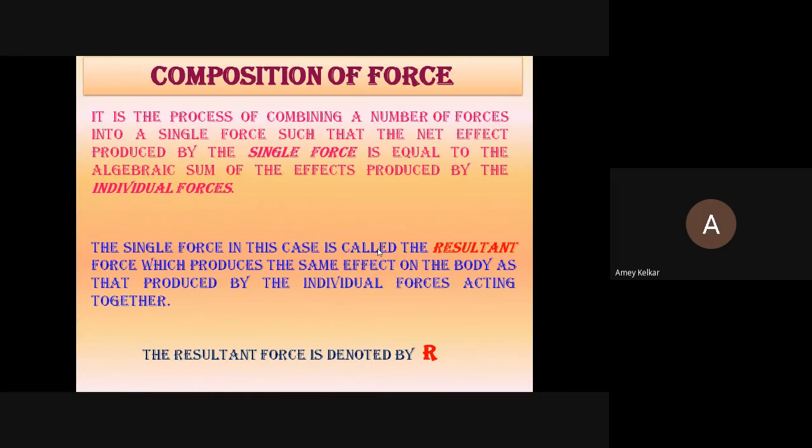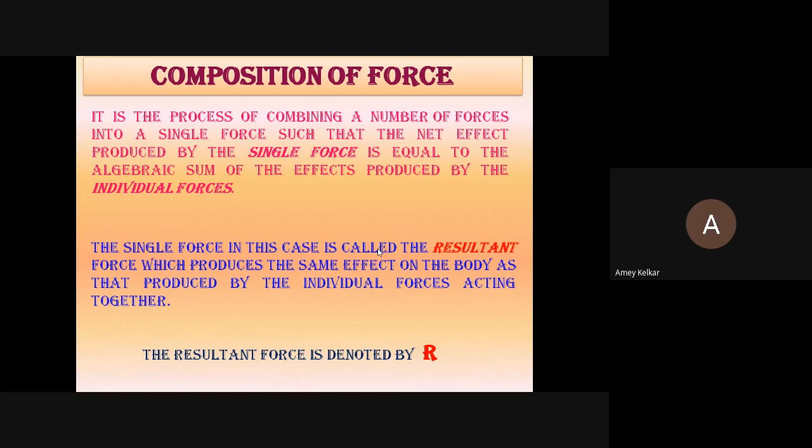So in the process of composition, what we do is we find one single force which will produce the effect of all the forces acting on the body. So this process is called composition of force. That single force is termed as resultant, and we denote it by R.